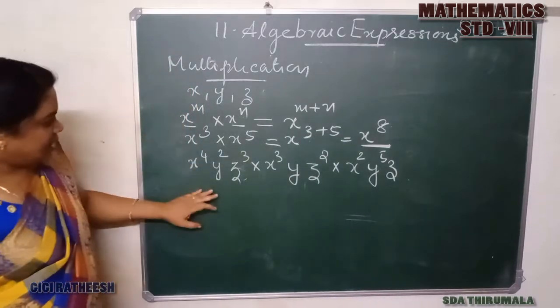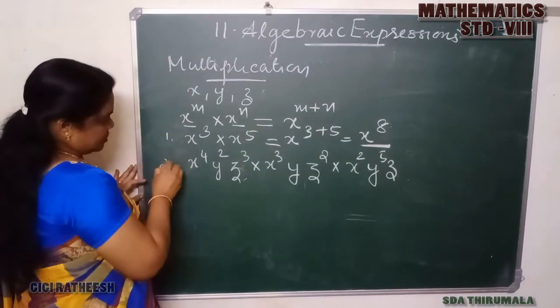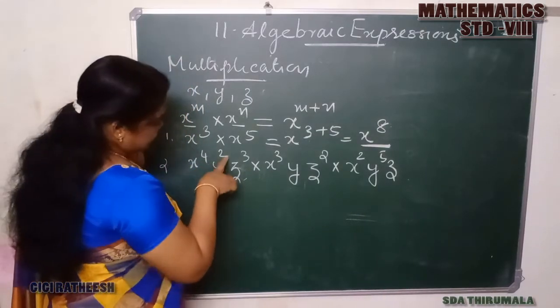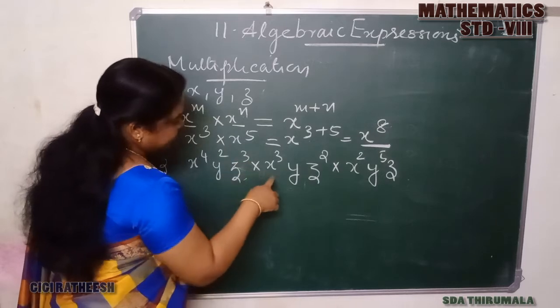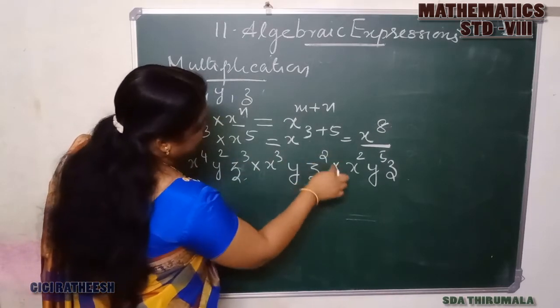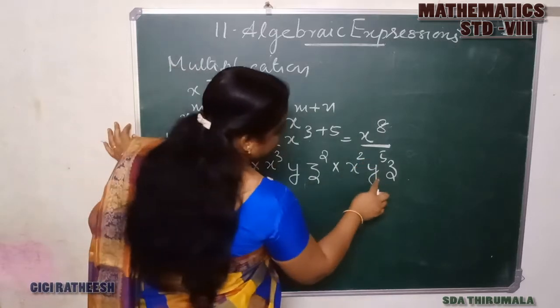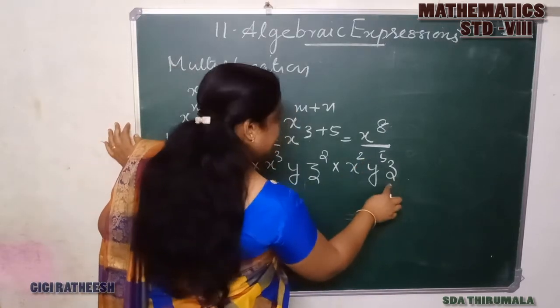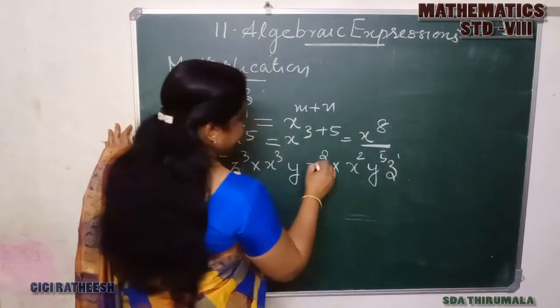And then another example: x raised to 4 y square z cube into x cube y raised to 1 z raised to 2 into x raised to 2 y raised to 5 z raised to 1.